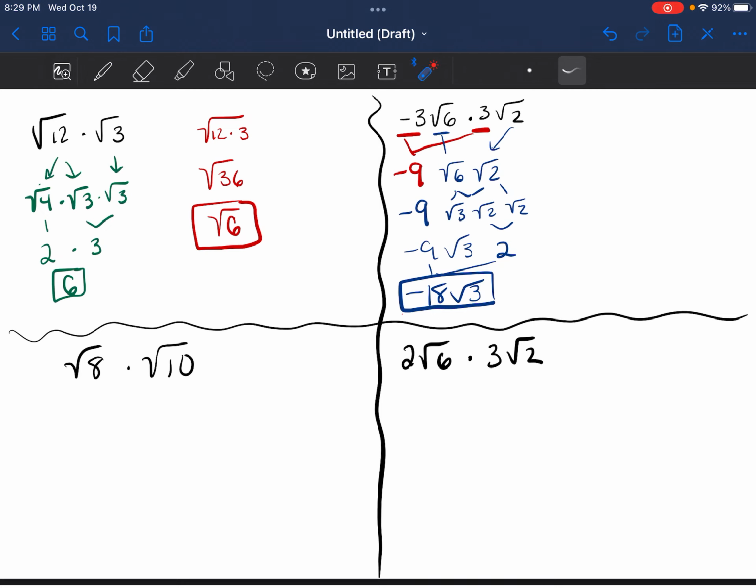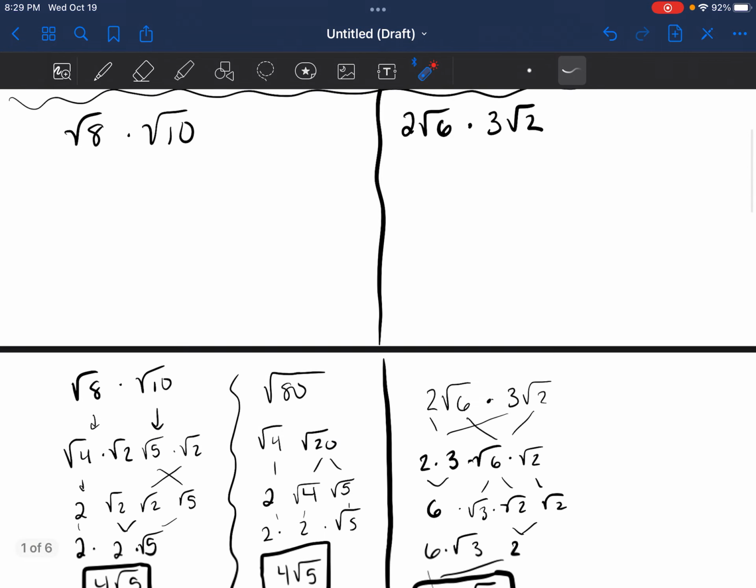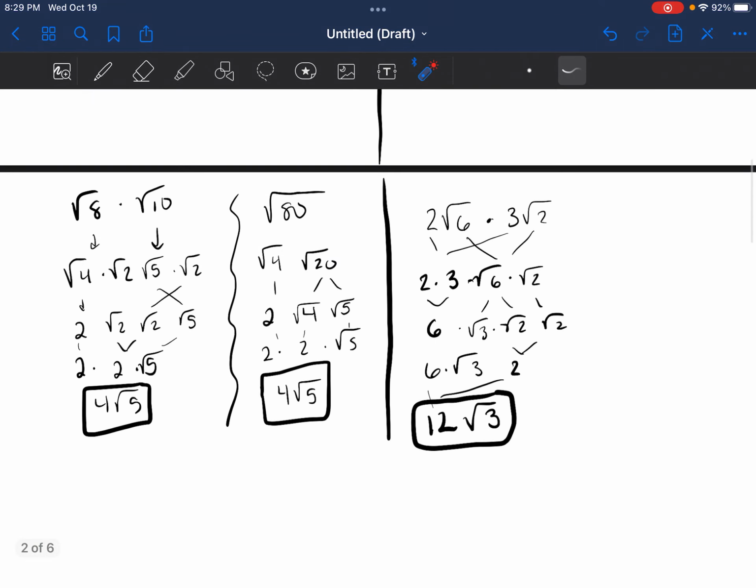So go ahead and pause the video and give these two questions a try. You should have gotten these answers as your result. And for the first one, square root of 8 times the square root of 10, I did it two different ways, choosing different numbers here and here, and you can see that I got the same answer either way. Whatever numbers you choose, you should still get the right answer if you follow this process.